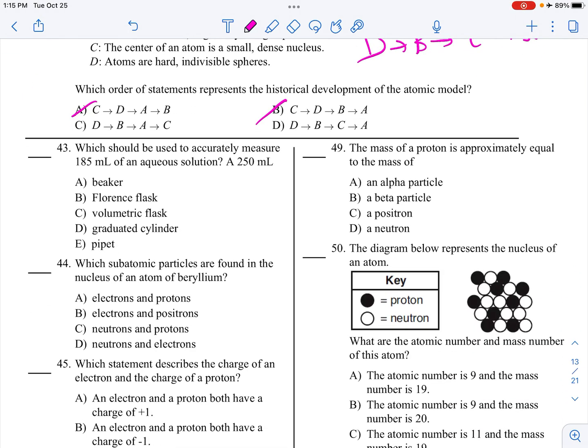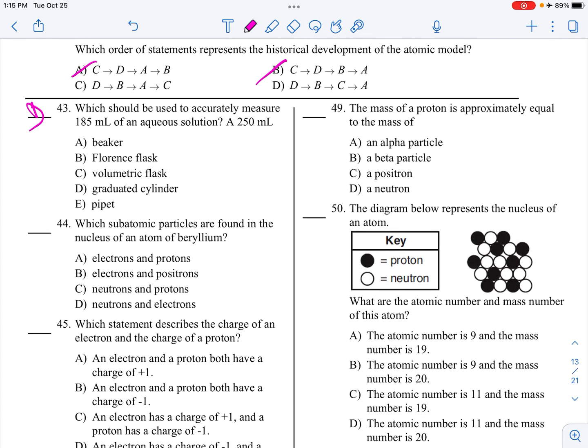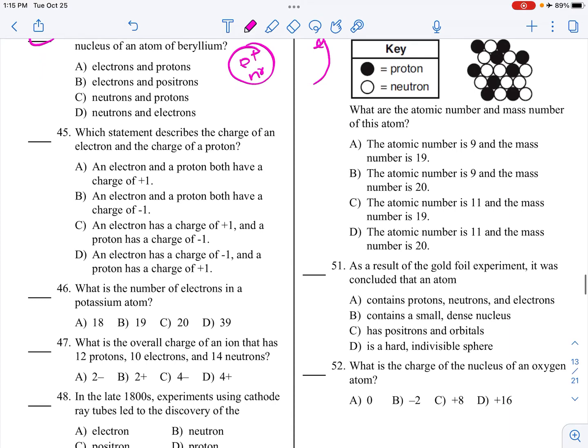Which should be used to accurately measure 185 milliliters of an aqueous solution? So we want a graduated cylinder. What subatomic particles are found in the nucleus? So in the nucleus we have protons and neutrons, which means overall the nucleus is positive, which means the negatives out here are going to cancel out charge, but they are out. So neutrons and protons. Charge of an electron and the charge of a proton. So electrons are negative, so they're not both. And protons are positive, choice D.